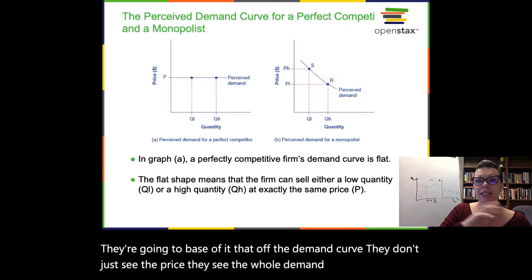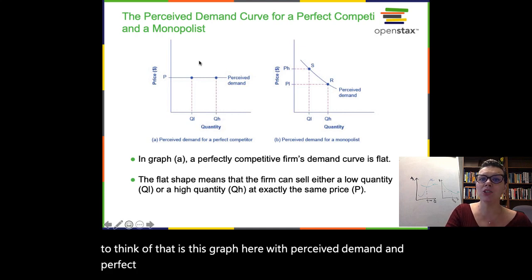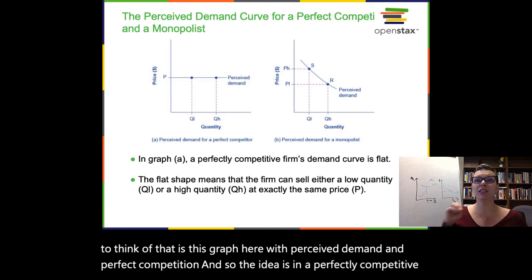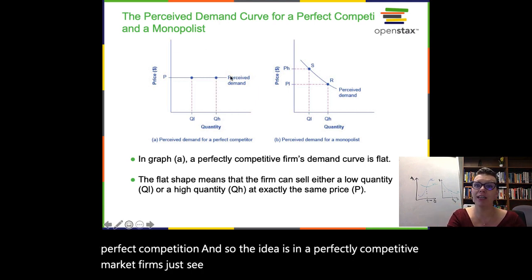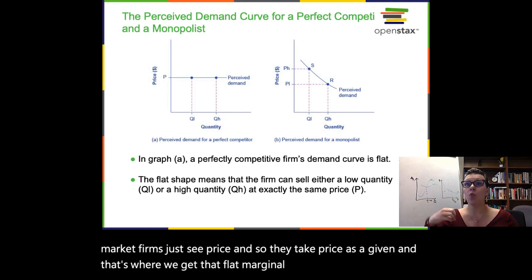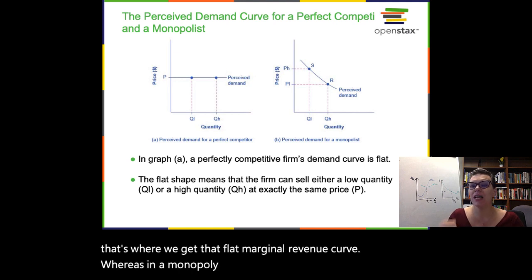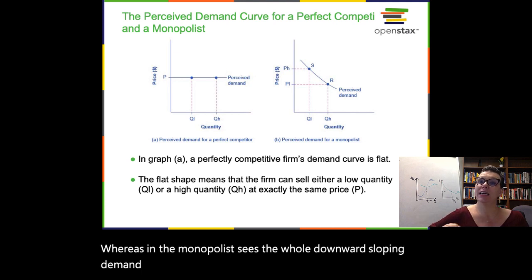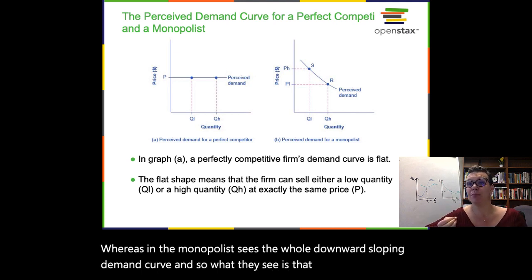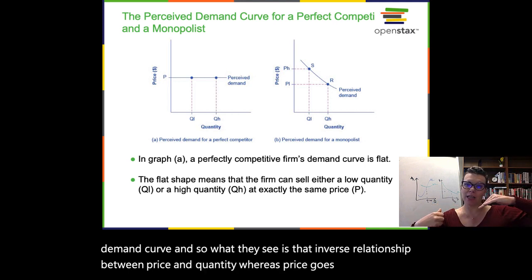One way to think of that is this graph here with perceived demand and perfect competition. The idea is that in a perfectly competitive market, firms just see price, and so they take price as a given, and that's where we get that flat marginal revenue curve. Whereas in a monopoly, the monopolist sees the whole downward sloping demand curve. What they see is that inverse relationship between price and quantity: as price goes down, quantity demanded goes up.